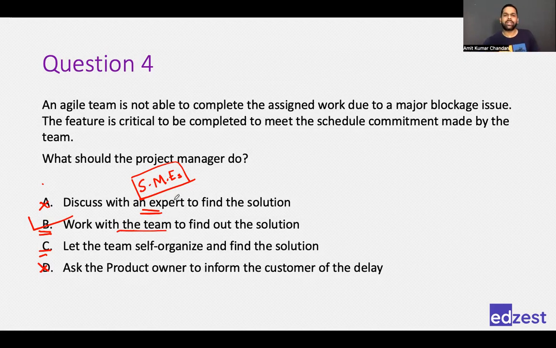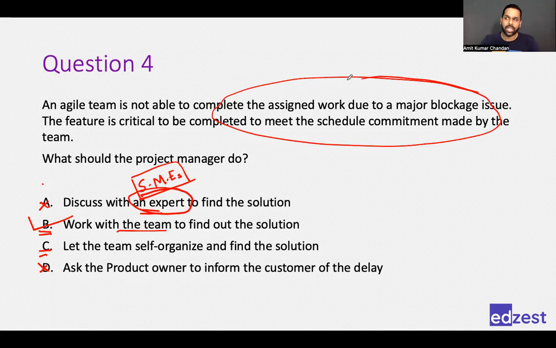See, it doesn't matter what is mentioned here. What matters is what is mentioned in the question. Does your situation call for an expert? Whether you call them a subject matter expert, or just an expert, or the technical expert for that particular area, that doesn't matter much in this discussion. What matters is what your situation says.